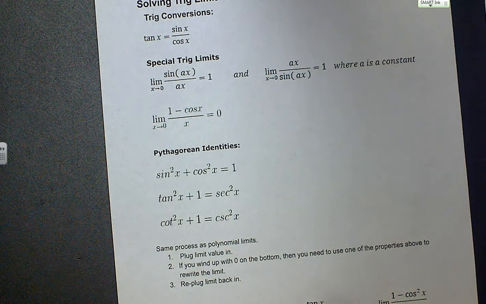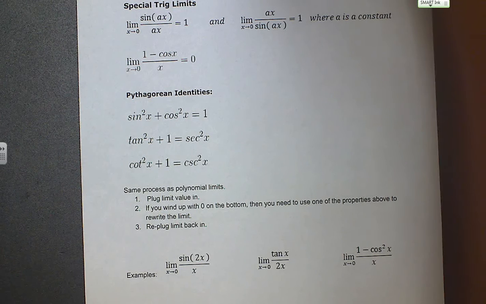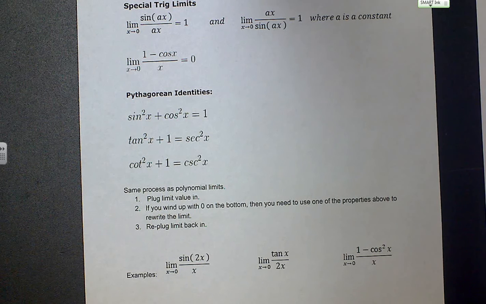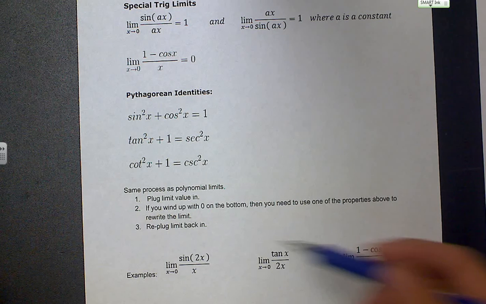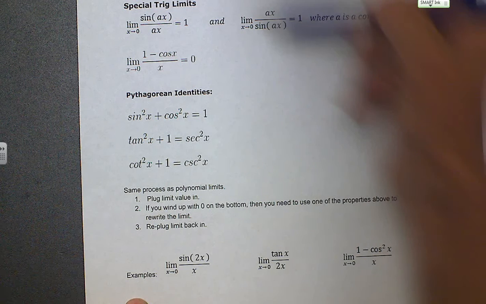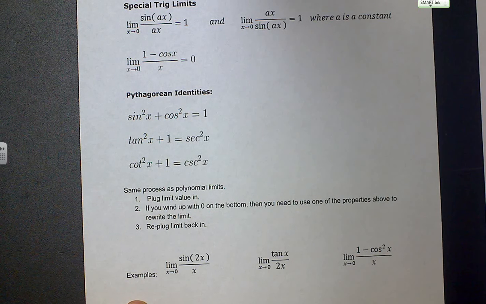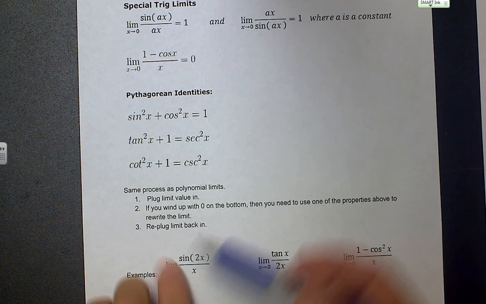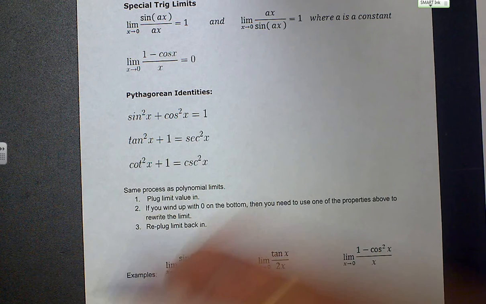So the way you're going to use this, same process as all the limit stuff we've done up until now. Step 1, you plug the limit value in. Step 2, if you have a problem, then use one of these properties above here to rewrite the equation. Step 3, replug the limit back in.